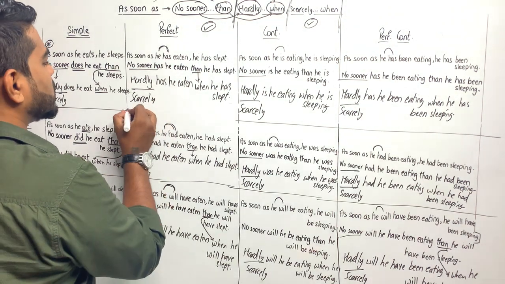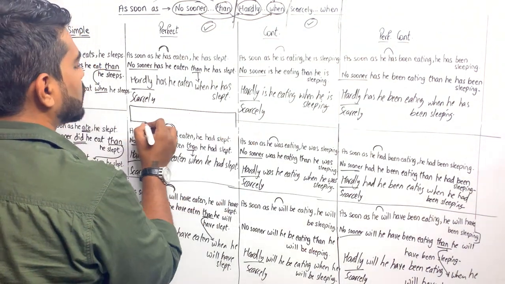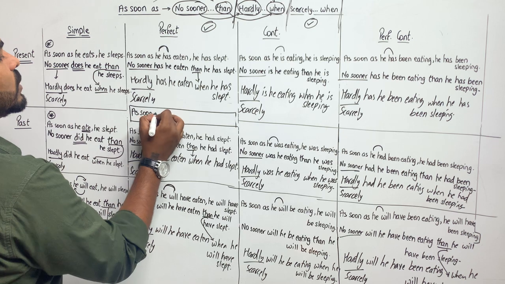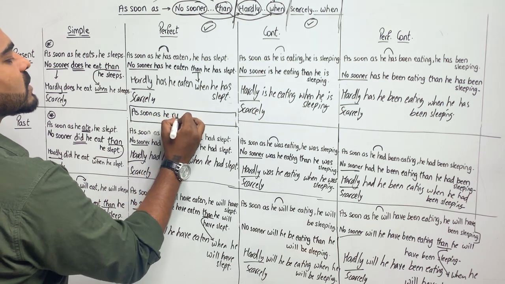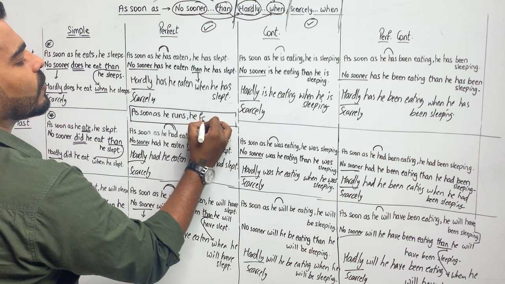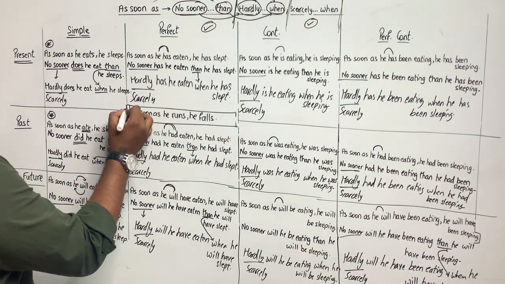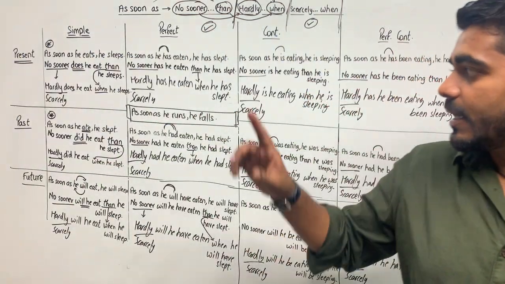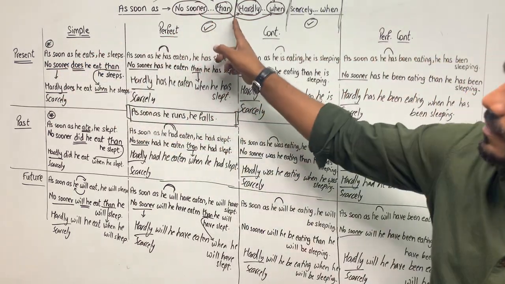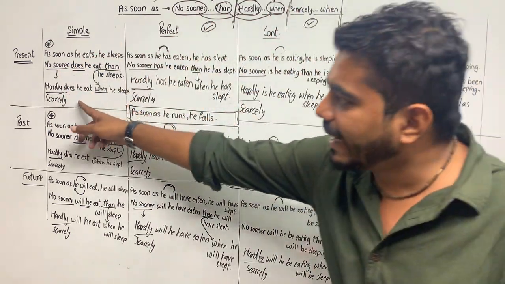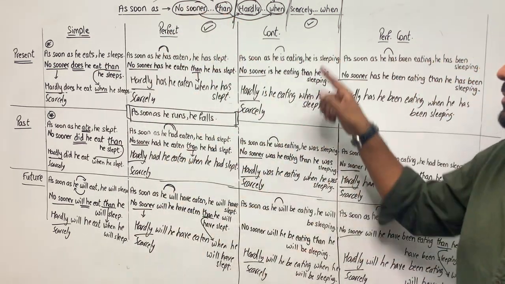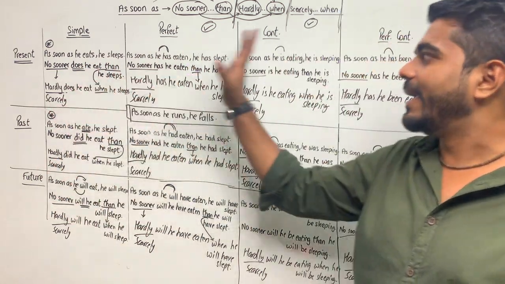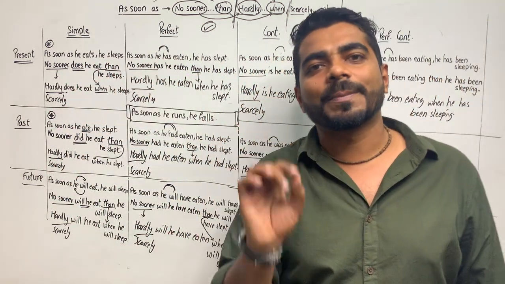Take this one sentence. As soon as he runs, he falls. The sentence is: as soon as he runs, he falls. And you will transform this sentence into no sooner than, hardly when, and scarcely when in all the types. So it is practically 9 into 4, 36 sentences is what you are practicing for this.